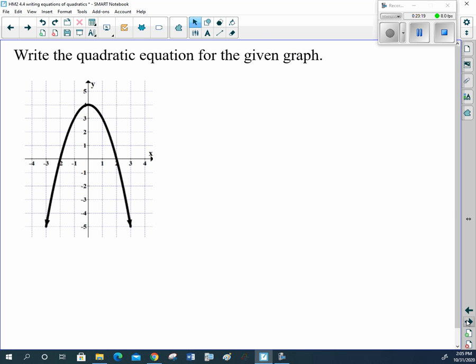Okay, here's the last one. Write the quadratic. Now I'm looking at this, and it looks to me like I see x-intercepts. I see a vertex, and it looks like it goes down 1 over 1, down 3 over 1, down 5 over 1. So it looks to me like we're following our 1, 3, 5 pattern. It's going down, so my a is -1.